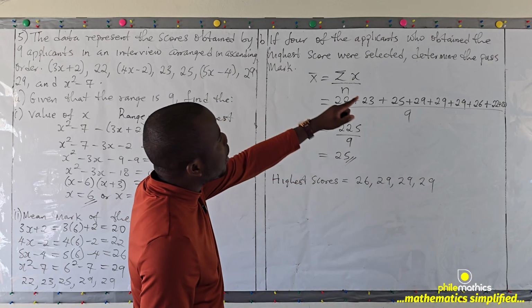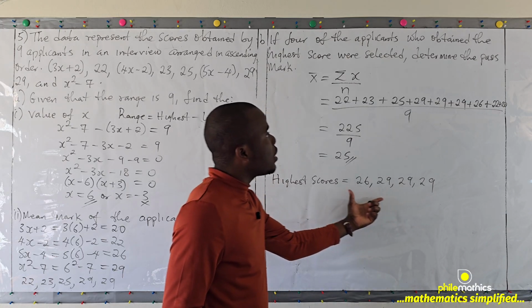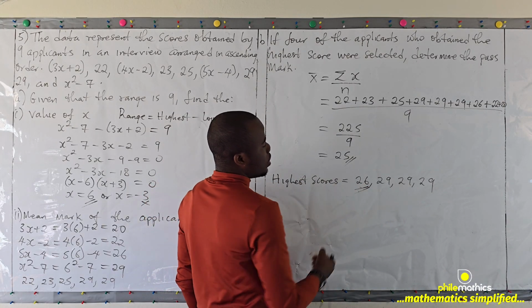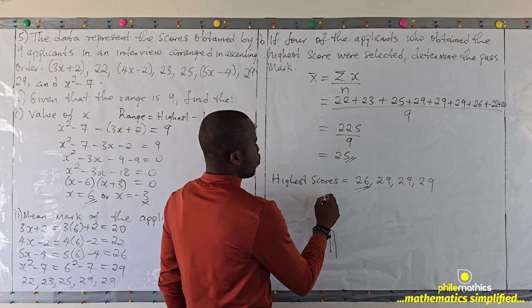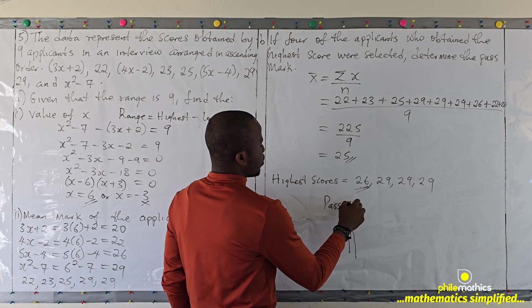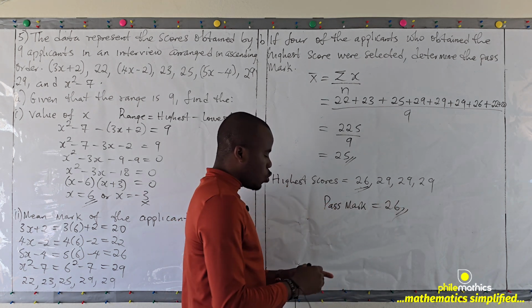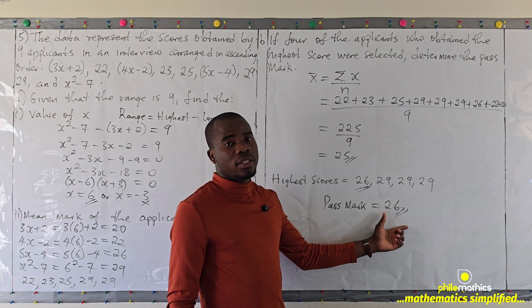So if 4 of the applicants who obtained the highest scores were selected, these are the 4 that were selected. Determine the pass mark. The pass mark definitely will be 26, because we already have 25 here. So the pass mark is 26. So those who don't have up to 26 will not be selected for this interview.